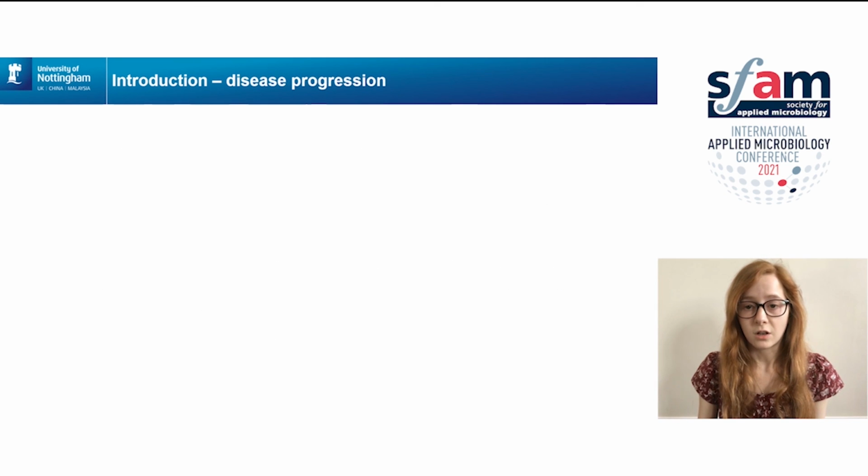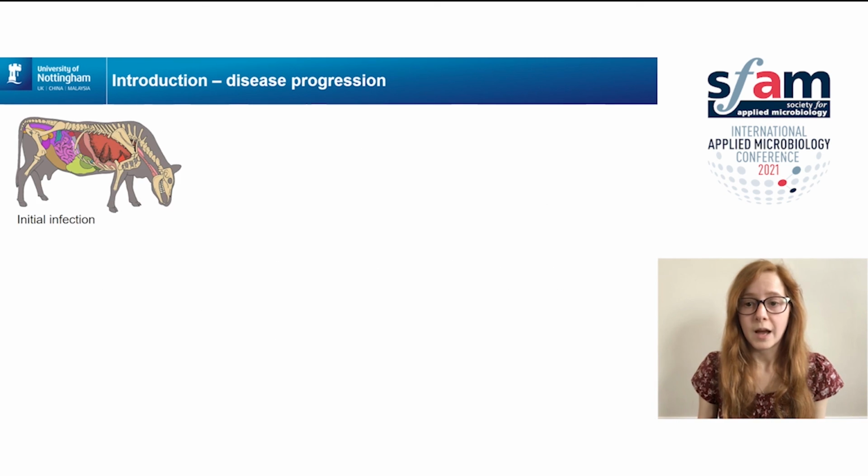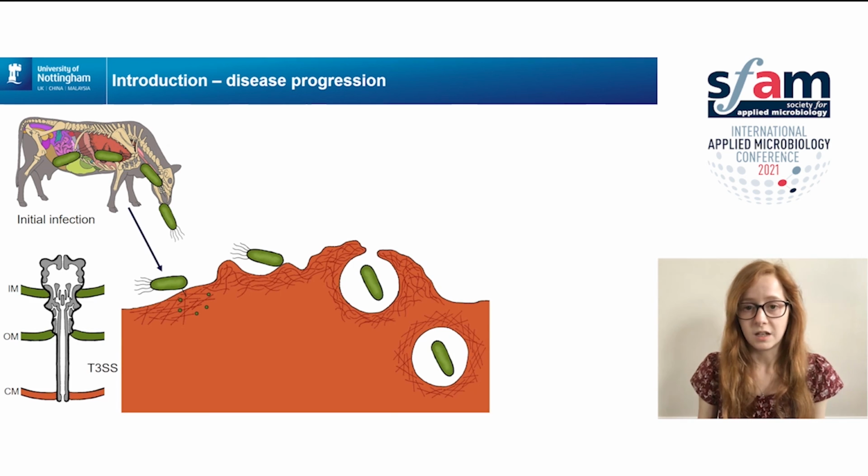The initial infection occurs via the fecal-oral route, perhaps due to contaminated feedstuffs or even through cow-cow contact. The bacteria survive in the digestive environment and traverse the intestinal epithelial barrier to infect host macrophages. Salmonella, like a number of infectious bacteria, use a type 3 secretion system to enter and replicate within host cells.